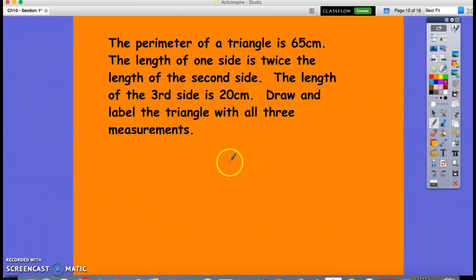Now it says the perimeter of the triangle is 65. The length of one side is twice the length of the second side. So we don't know the length of the one side, right? So let's say x is the length of one side, then the other side is twice the length, right? Now the length of the third side is 20, right? So now how do I find the measurement?